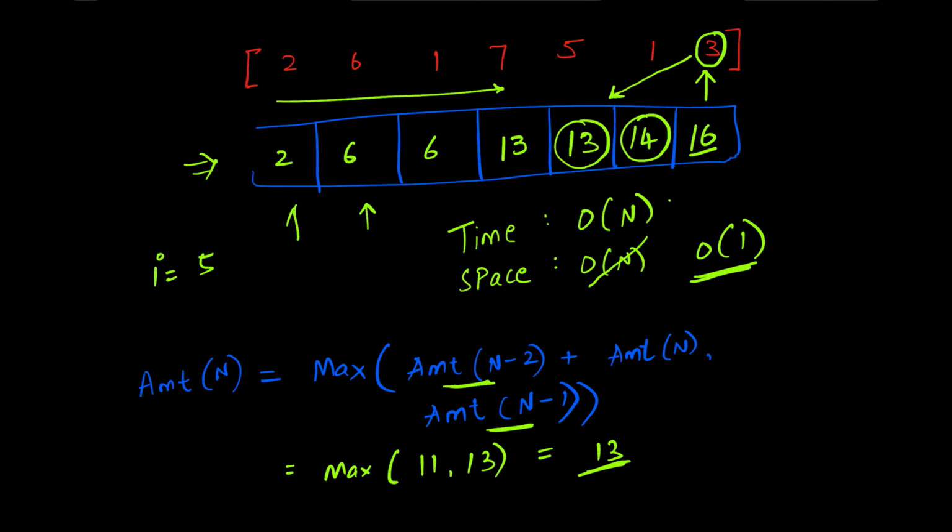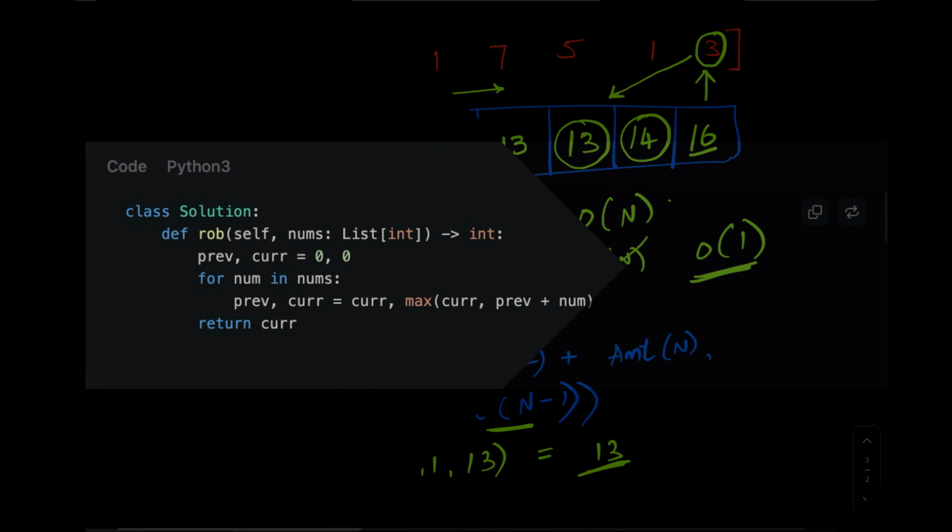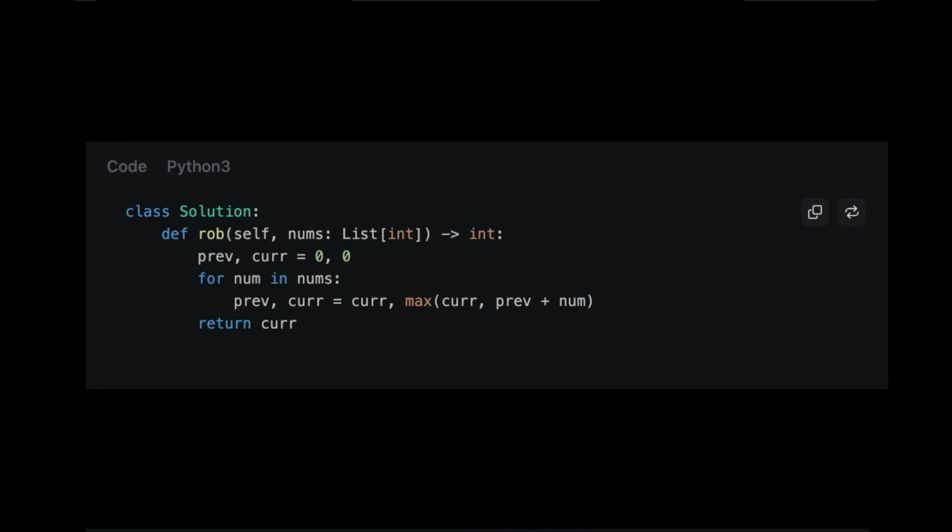Let me show you how we can implement this using Python. Here's the solution in Python. In the main method, I've initialized two variables to hold the maximum amount we can rob at n and n-1 position. After that, I'm starting a for loop to iterate through all of the elements in the input array.